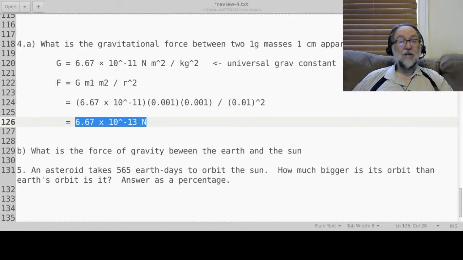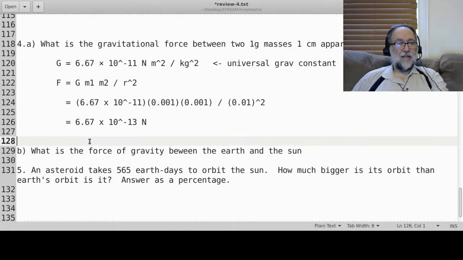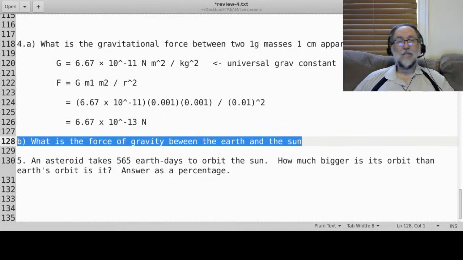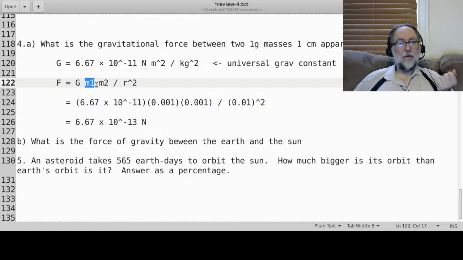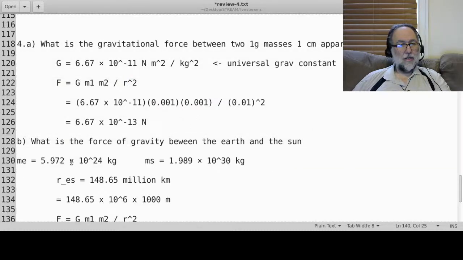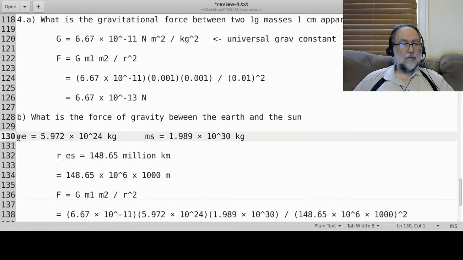Just to contrast this, when is the force of gravity significant? I asked, what is the force of gravity between the Earth and the Sun? To do this, what do you need? If you look at the formula up here, you're going to need the mass of the Earth, the mass of the Sun, and the distance between the Earth and the Sun. Again, I would never ask you to memorize numbers like this. I just Googled for them before the class, and here they are.